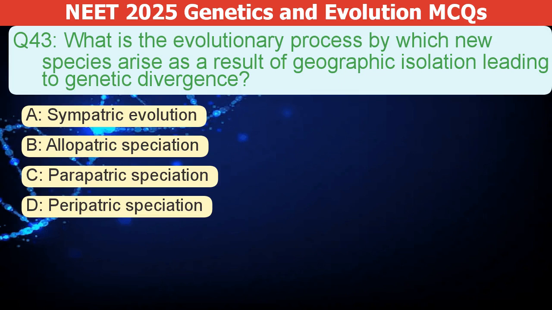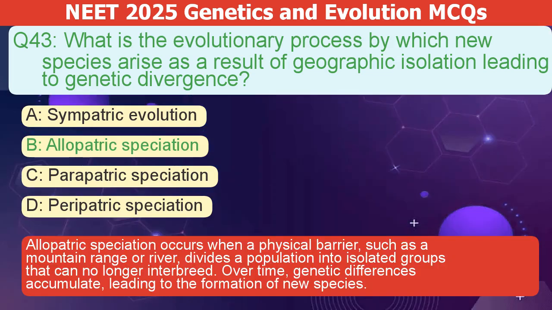What is the evolutionary process where new species form because of geographic isolation causing genetic differences? A. Sympatric evolution. B. Allopatric speciation. C. Parapatric speciation. D. Peripatric speciation. The correct answer is B. Allopatric speciation happens when a physical barrier, like a mountain range or river, splits a population. These isolated groups can no longer breed with each other. Over time, their genes become different, creating new species.